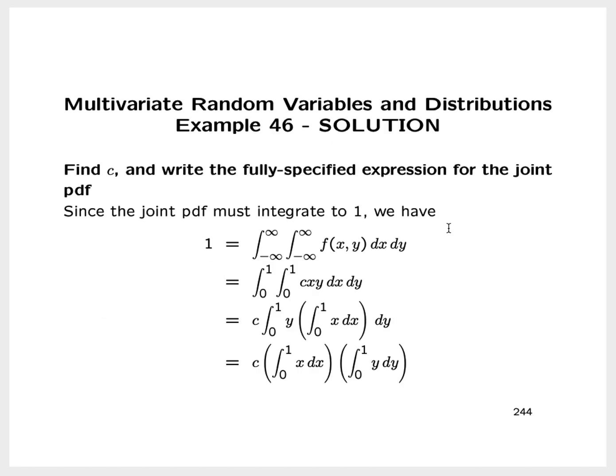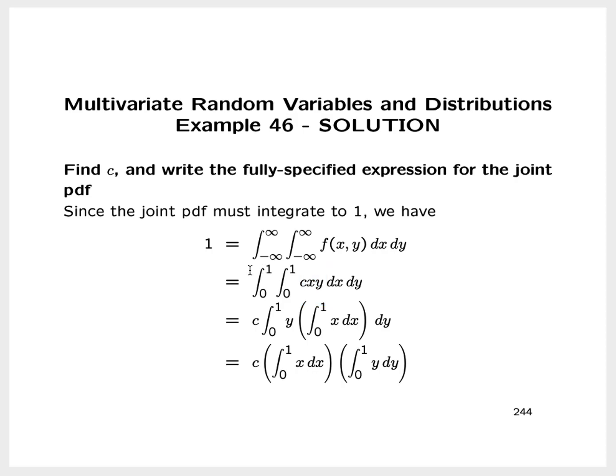All right, and so to find c, we need to make use of the fact that the joint PDF, when integrated over the bivariate plane, integrates to 1. So we have this constraint that the integral over the two-dimensional plane of the joint PDF is equal to 1. Now this simplifies to the integral over the unit square, so x is going from 0 to 1, y is going from 0 to 1, of the expression that the PDF evaluates to over that unit square, which is c times x times y.